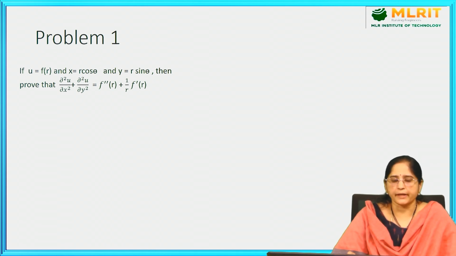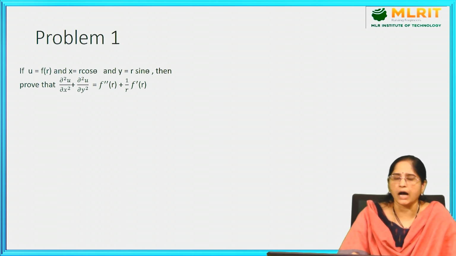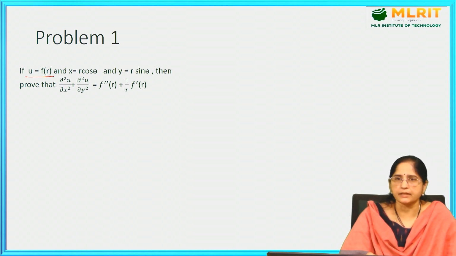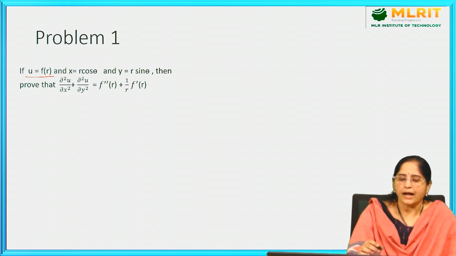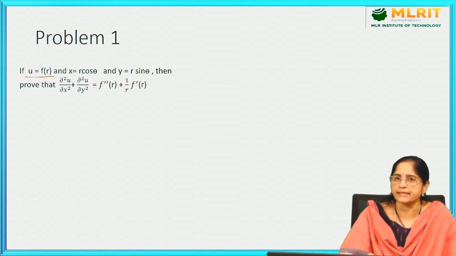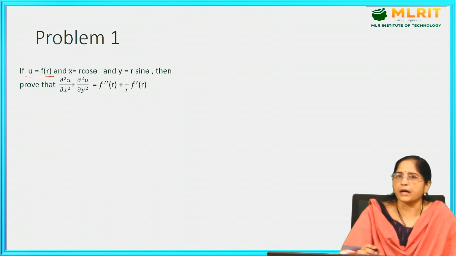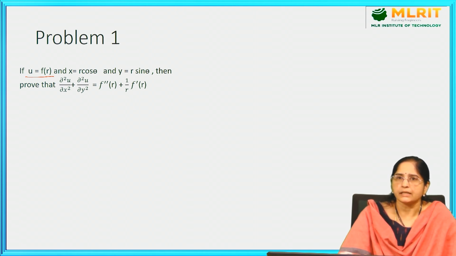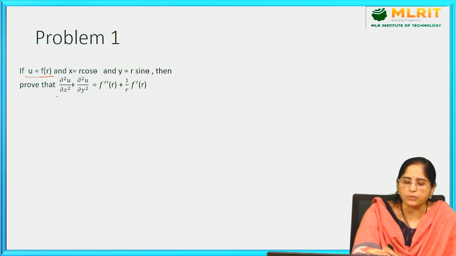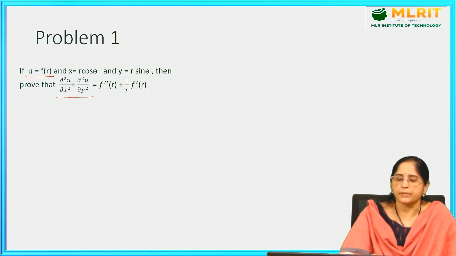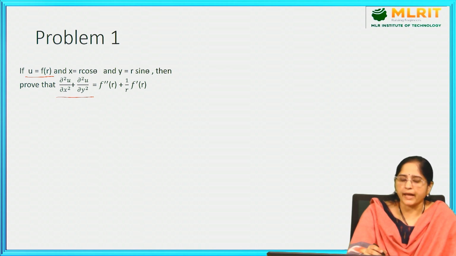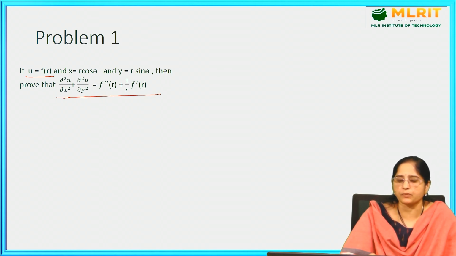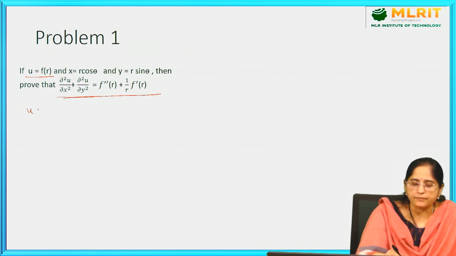If u equal to f of r, and x equal to r cos theta and y equal to r sin theta, u equal to f of r means u is a function of r, and r is a function of x comma y. So r comma theta, this is the polar coordinates. We will see how to find dou square u by dou x square plus dou square u by dou y square. We have to show that this value equals f double dash of r plus 1 by r into f dash of r. Here u is a function of r, u equal to f of r.